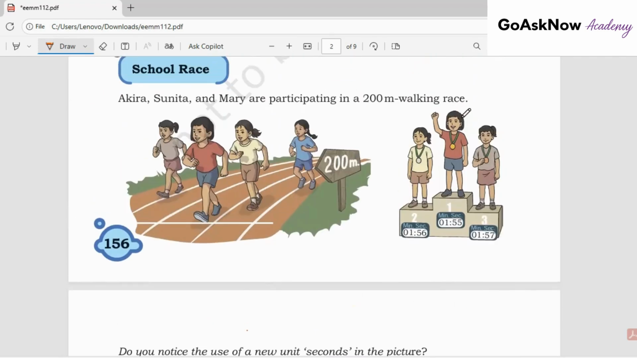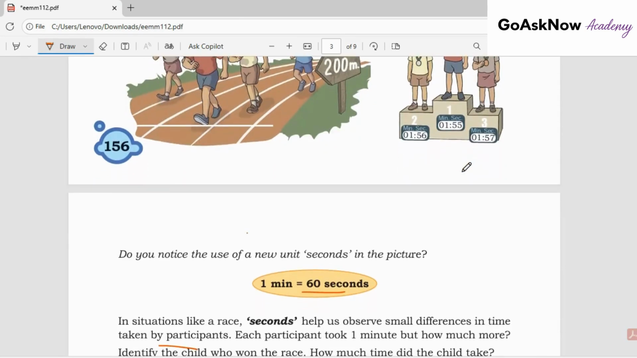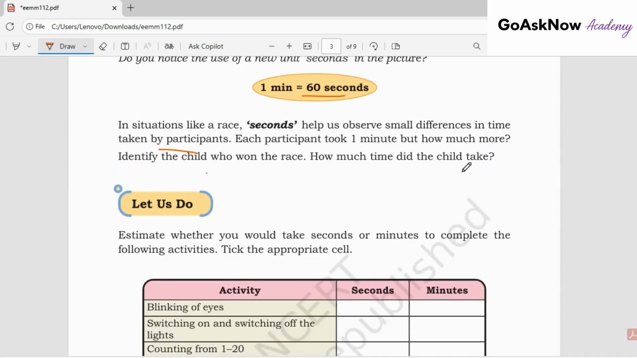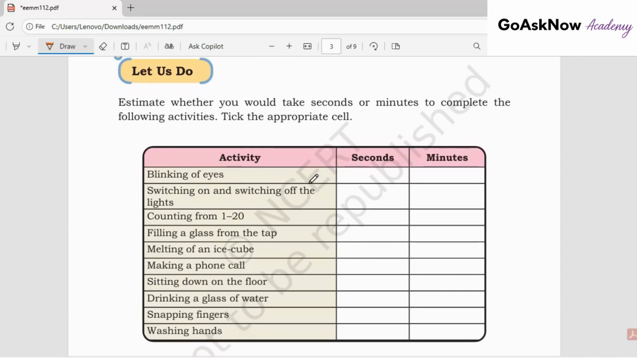Okay, here the first one has taken 1 minute 55 seconds. He won the race. Okay, let us do. Estimate whether you would take seconds or minutes to complete the following activities. Tick the appropriate cell. Okay, now blinking of eyes, it takes seconds. Okay, we have to tick on it.